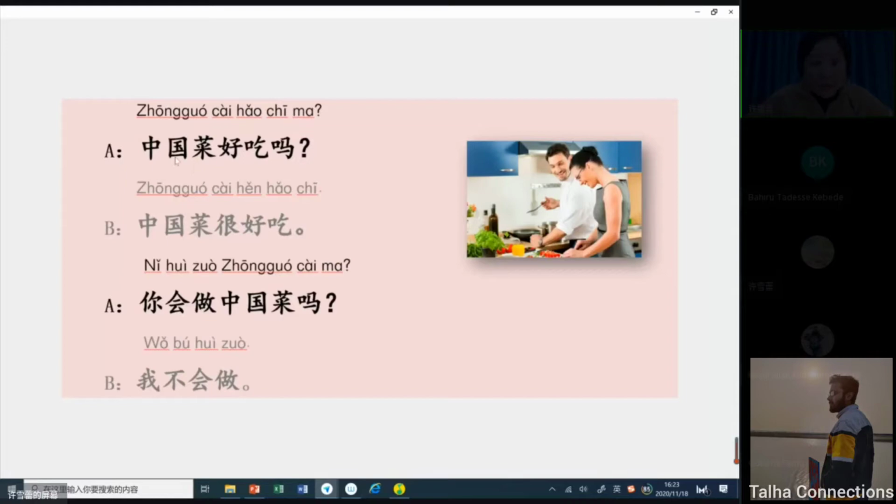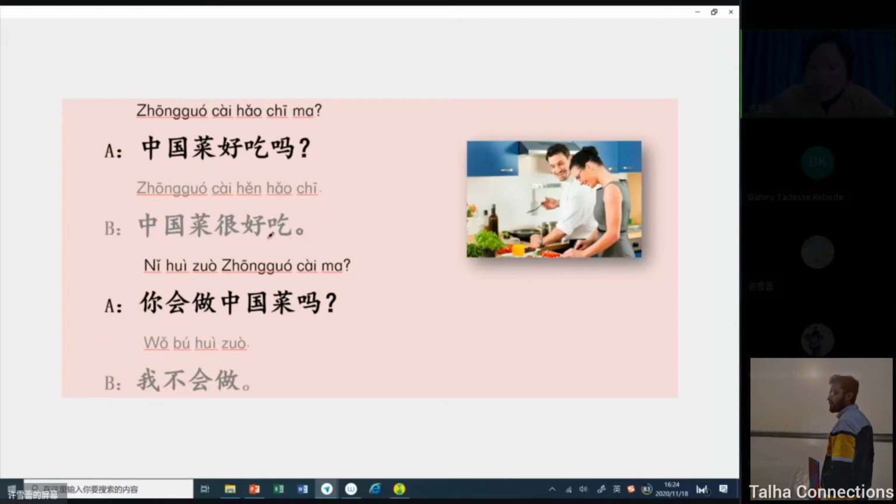And we learned the structure, something, and then the adjective, predicate. 中国菜好吃吗? 中国菜很好吃. The structure: the subject, the adverb of degree, and then the adjective. So use this sentence to describe the state or the manner of something. 中国菜很好吃.